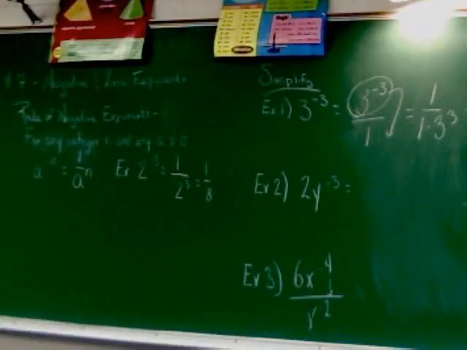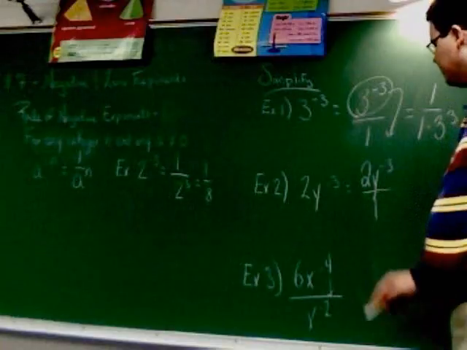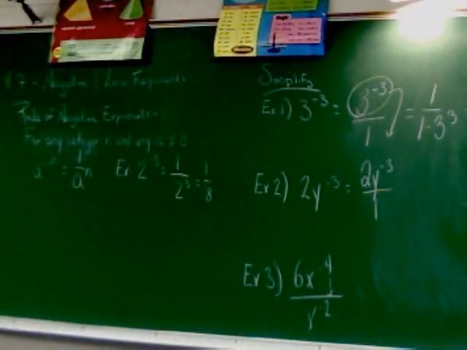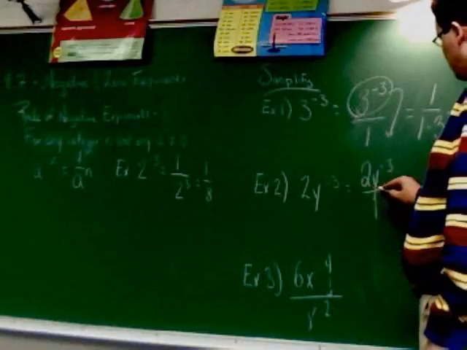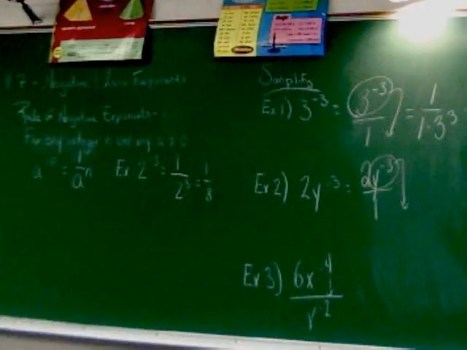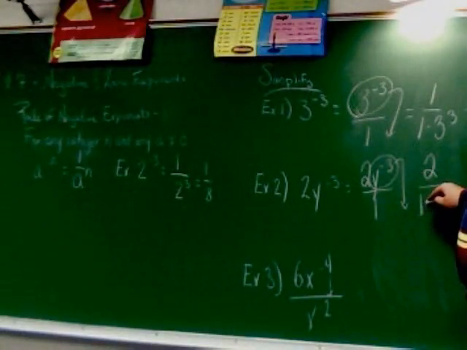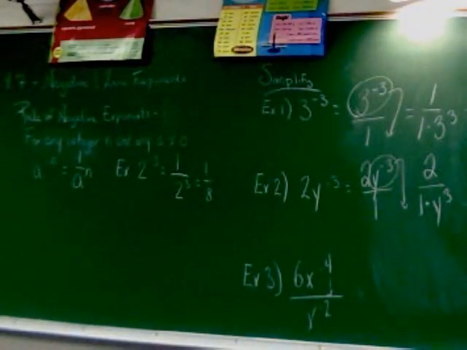Let's try example 2. 2y to the negative third. So remember, start by writing it as a fraction. So 2y to the negative third over 1. Now, the part that gets hit here is that y to the negative third. That's the part with the negative. So I'm going to take that part and flip it to the other side. So instead of staying up top, it's going to go down to the bottom, into the denominator. When I move it, it becomes positive. It's 2 over 1 times y to the third.